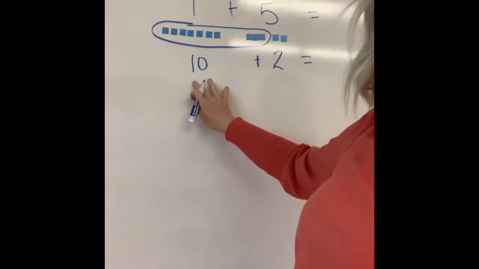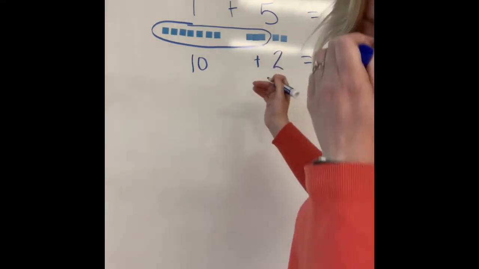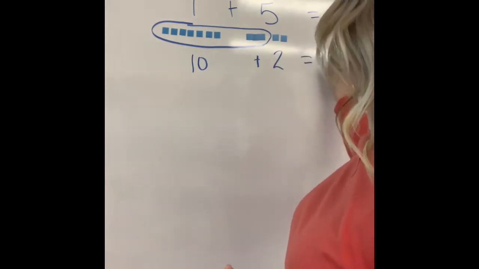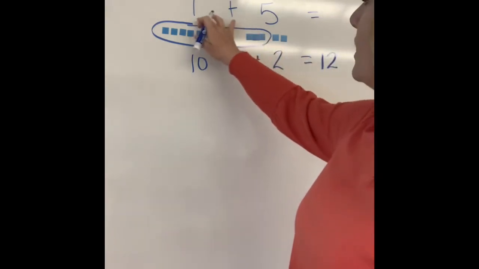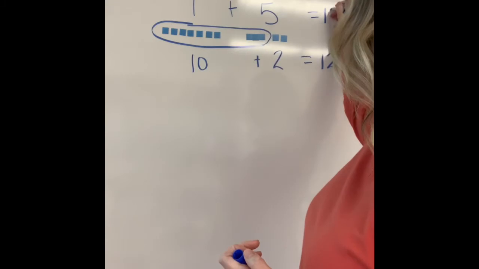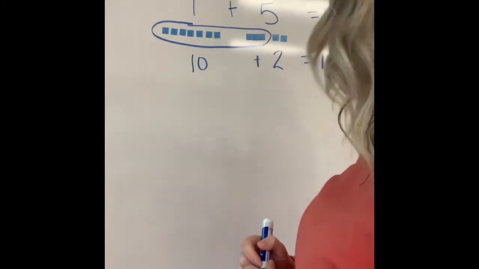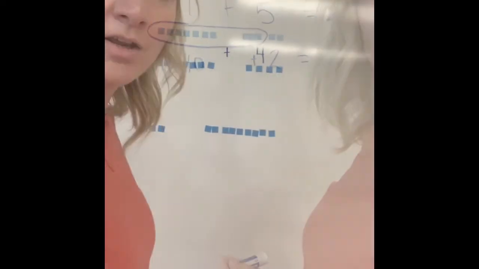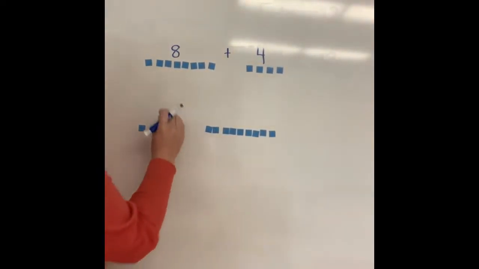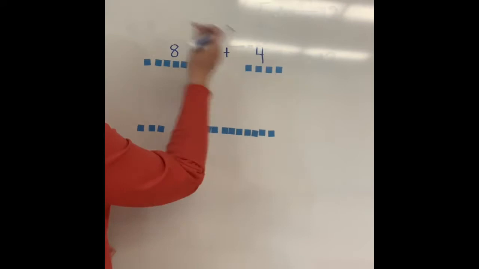We know that 10 plus 2, we know that one's pretty easy. We can make 12, right? So 7 plus 5 is 12. So that is a review from what we've done before. Here's a couple more examples. So we have 8 plus 4.